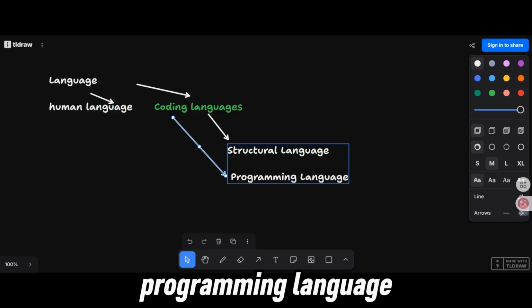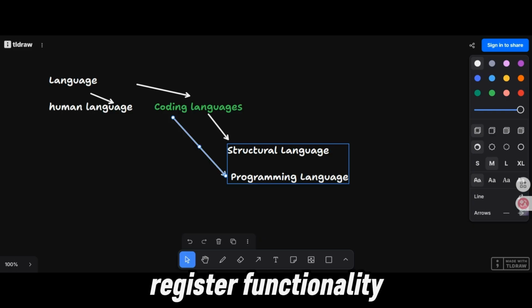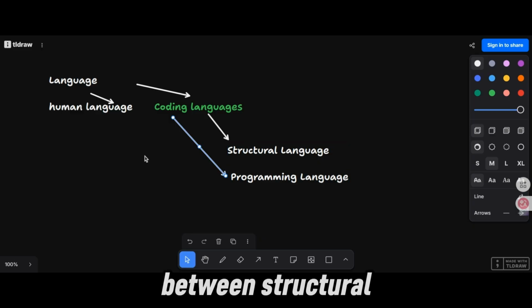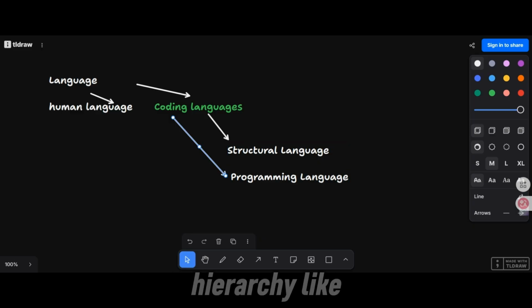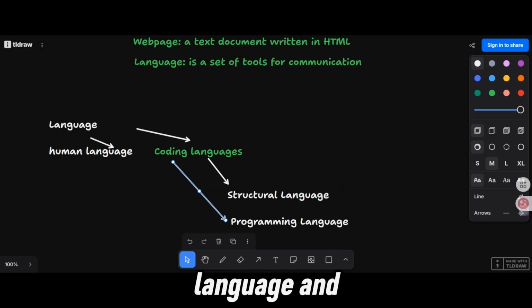Now the programming language is a lot different. It actually provides functionality and core logic to the whole thing, like the login functionality that you use in websites or web apps, and the register functionality and many other things like that, like the animations and other stuff. So these are the differences between structural and programming languages, and there's a hierarchy: language, human language, coding language, and structural language and programming language.